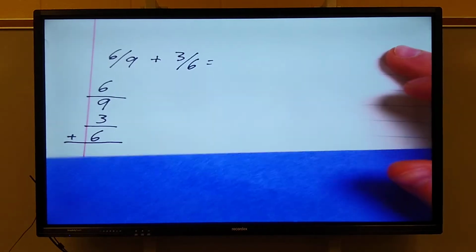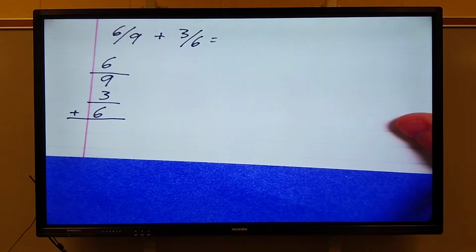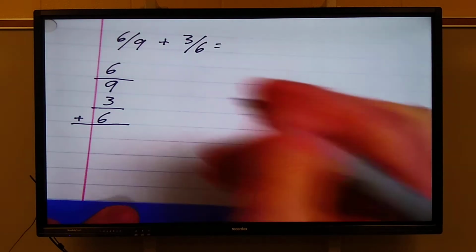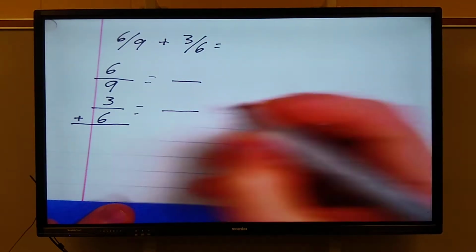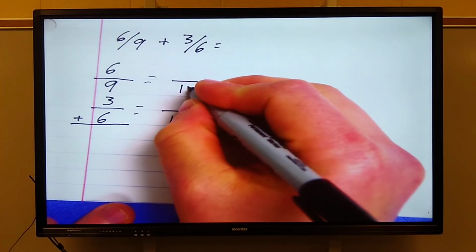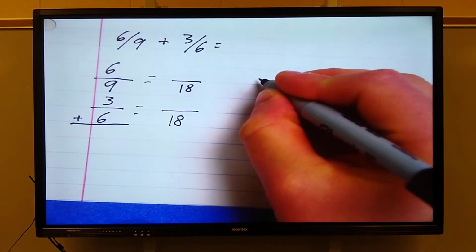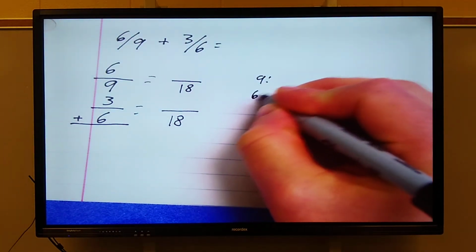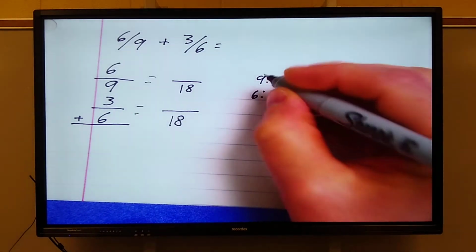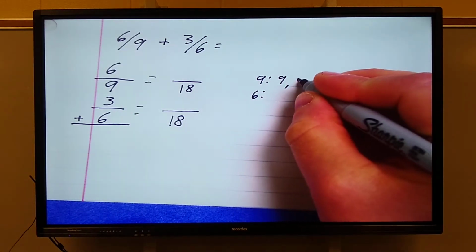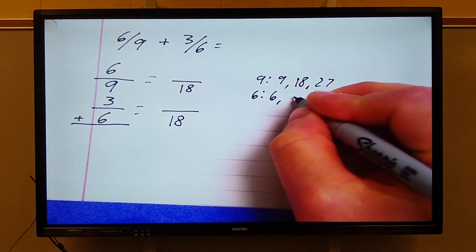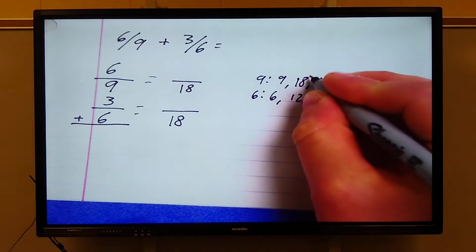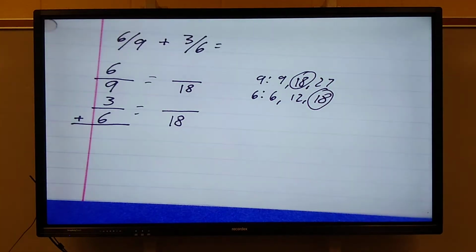The first thing you need to do after you line them up vertically is find the least common denominator. That should have been 18. That's right. Very good. To prove it, you take your denominators, find the multiples. I'm just going to say 9, 18, 27. Let's just go to 3, 6, 12, 18. 18 and 18 are the first ones that are alike.